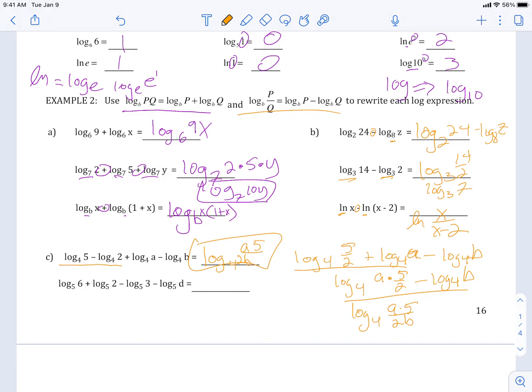Okay, same thing here, just kind of going in chunks from left to right. It's plus, so it's going to be log base 5 of 12 minus log base 5 of 3 minus log base 5 of d. Then we'll do this chunk. Log base 5 of 12 divided by 3, minus log base 5 of d. And then the last thing is a final answer. That's log base 5 of 4 divided by d.